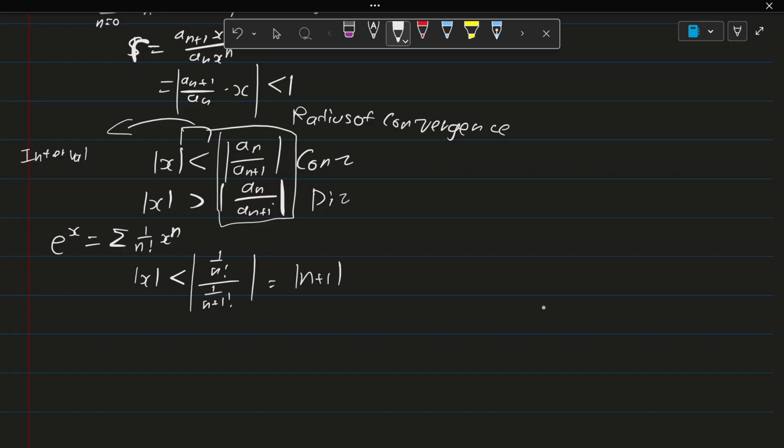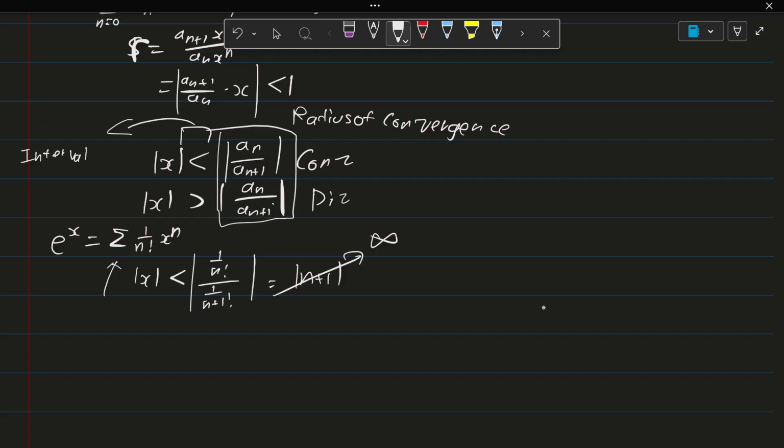And so if n goes to infinity, this will go to infinity, meaning that the radius of convergence is infinity, meaning that it spans throughout the entire number line. So the series is viable for every single point.